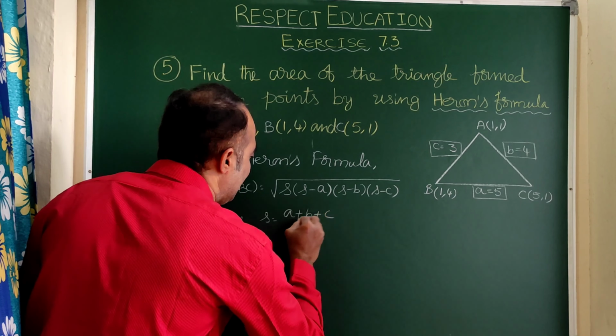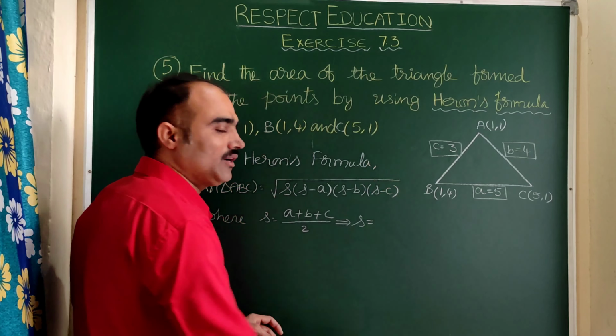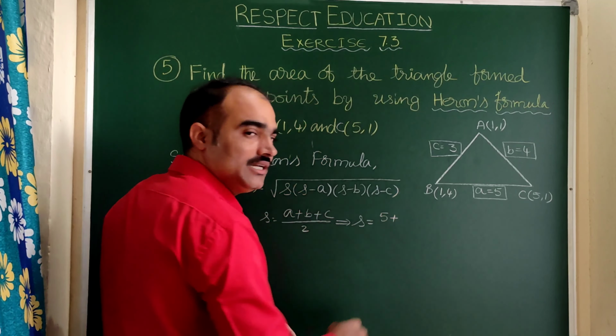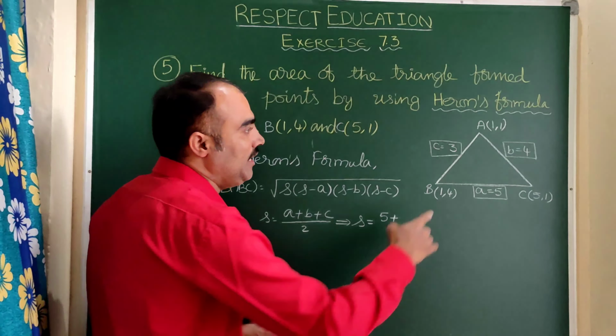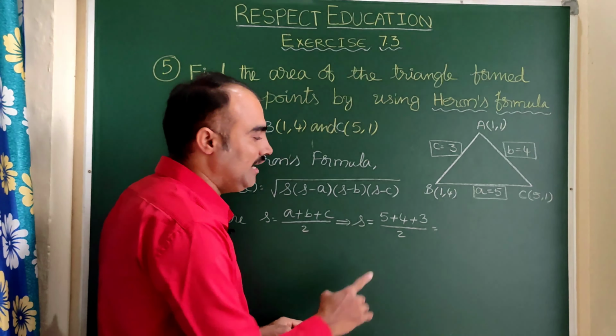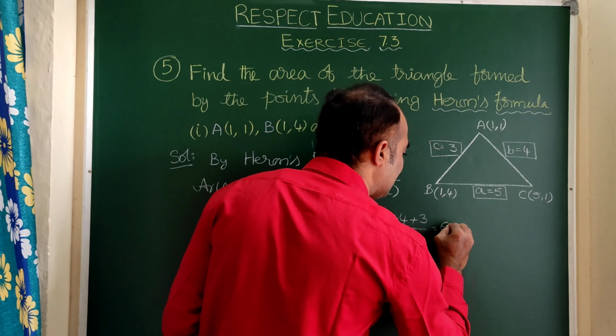So, let us find the semi-perimeter, that is S, by using this formula. Here let us find S first now. S is equal to A means 5 plus B means 4 plus C means 3, by 2. So, here 5 plus 4 is 9, 9 plus 3 is 12, 12 by 2 is 6.